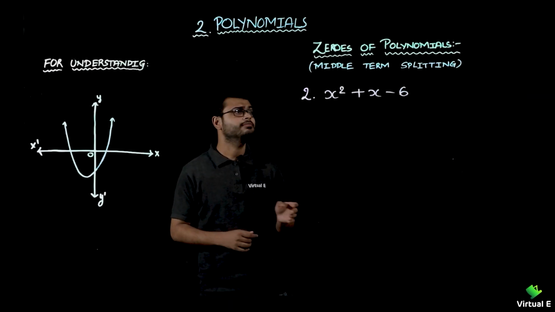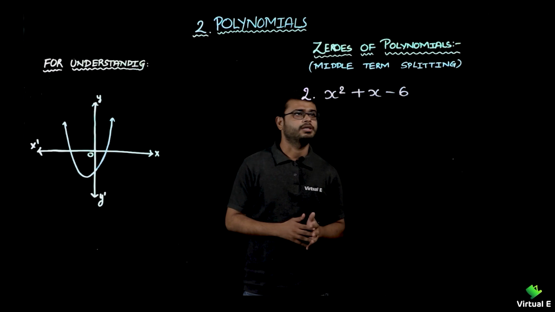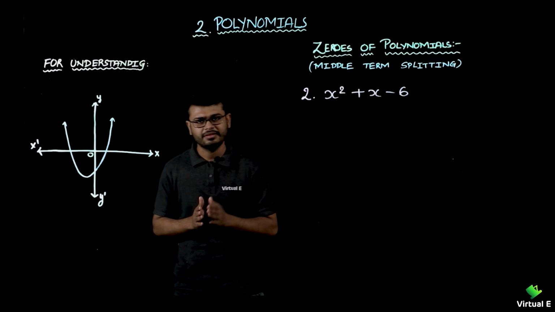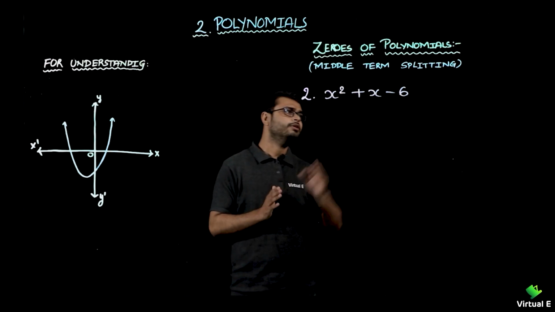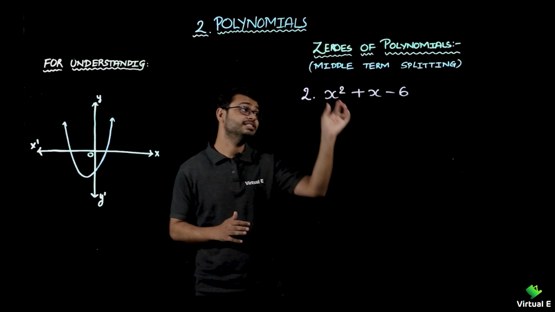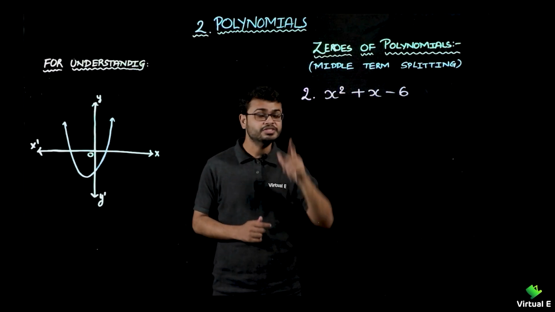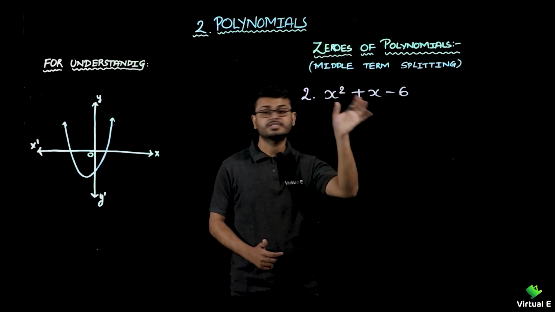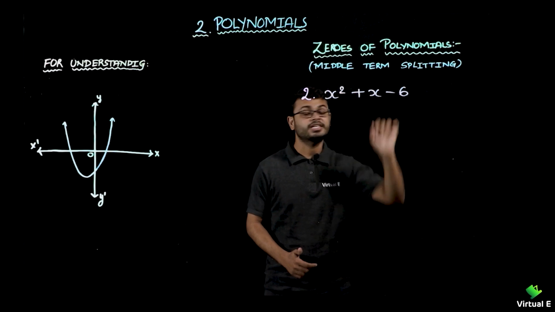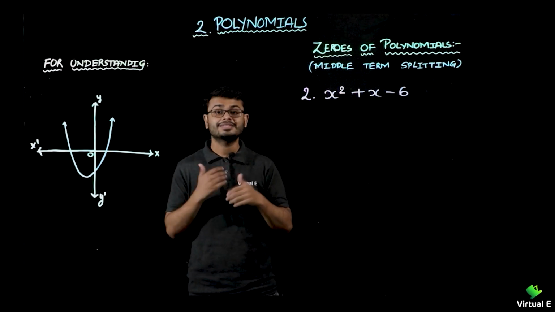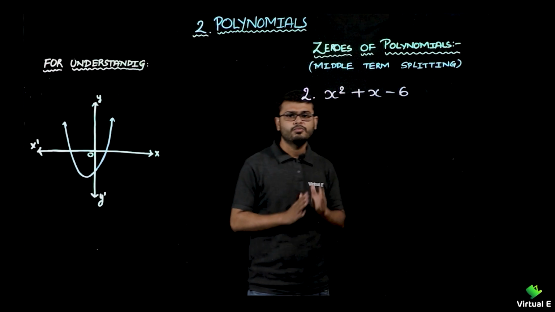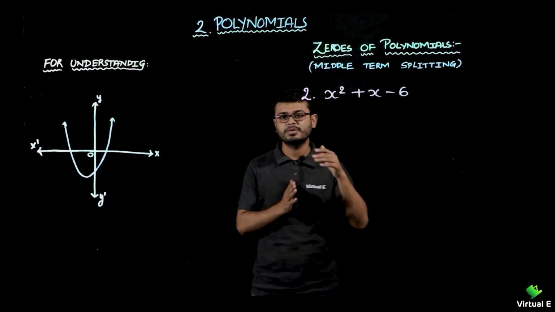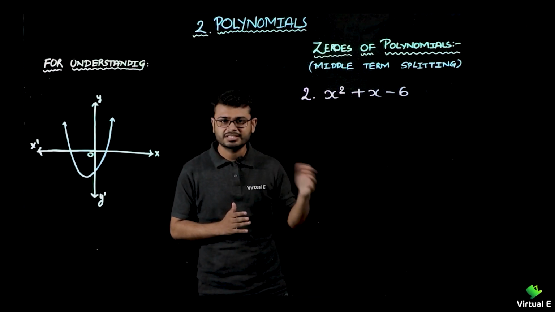Let's discuss the second problem for finding zeros of a polynomial, x square plus x minus 6. Here also we are going to use the same method that we used in the previous sum. We are going to start with the constant, we'll factorize it, we'll see the sign of it. But there is a twist in this question. See, x square plus x, the middle term sign is positive, and see the constant sign which is negative. So here we need to think about the sign of the factors. In the previous case, we did not focus much on the sign of the factors because it was all positive. 2 plus 3 is 5 and 2 into 3 is 6, very easy.